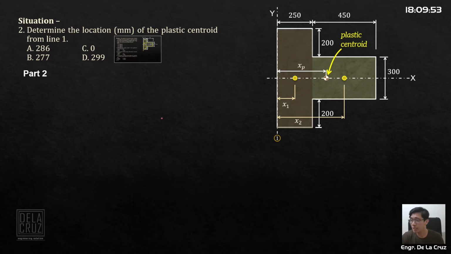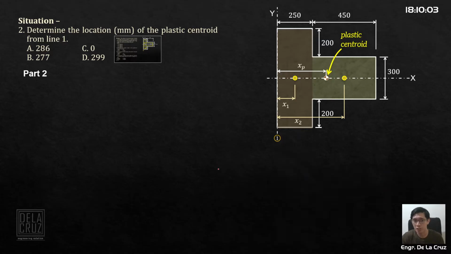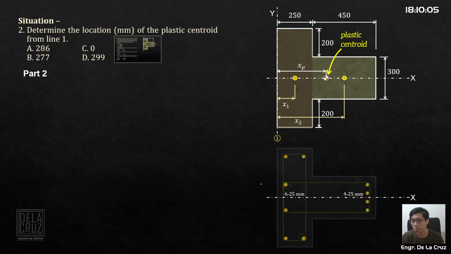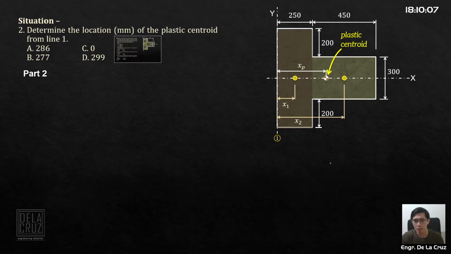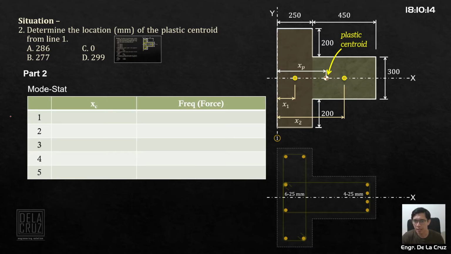Now, we need to consider the steel. I will separate the steel here, because the steel also contributes force, and the force there is larger. So I separated our steel. Mode stat again. Here I have line 5 now.